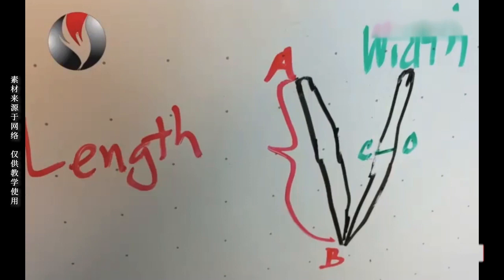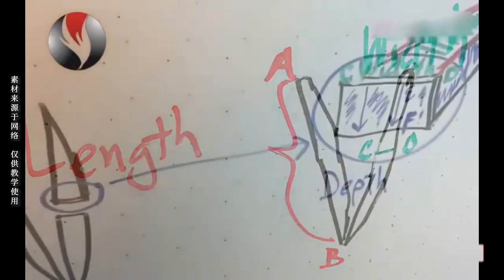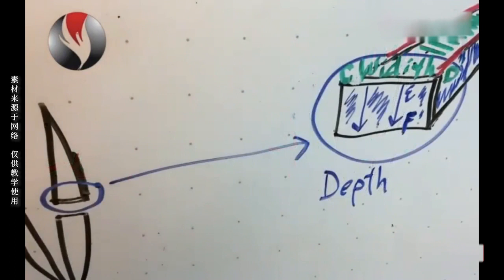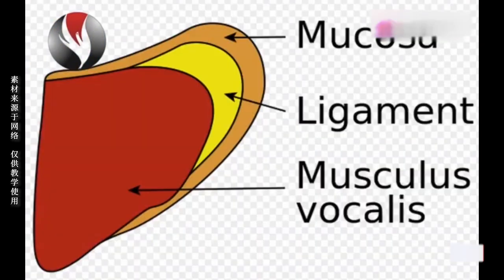Vocal cords are tissue and are three-dimensional. That means they have length, width, and depth. Just like other tissue in your body, there are different layers of tissue. Vocal cords have 3 primary layers: muscle, ligament, and mucosa. It's the slick outer layer of the vocal cord.